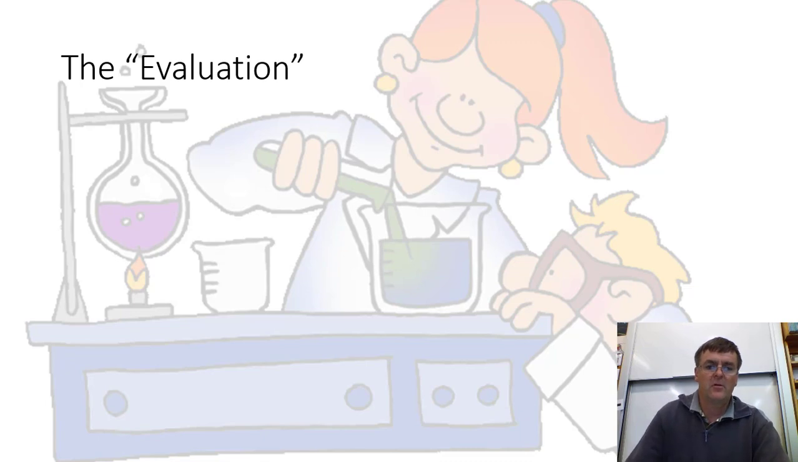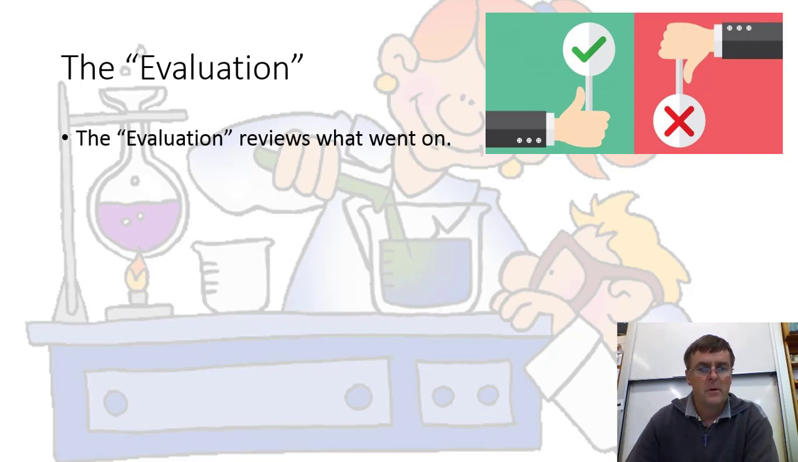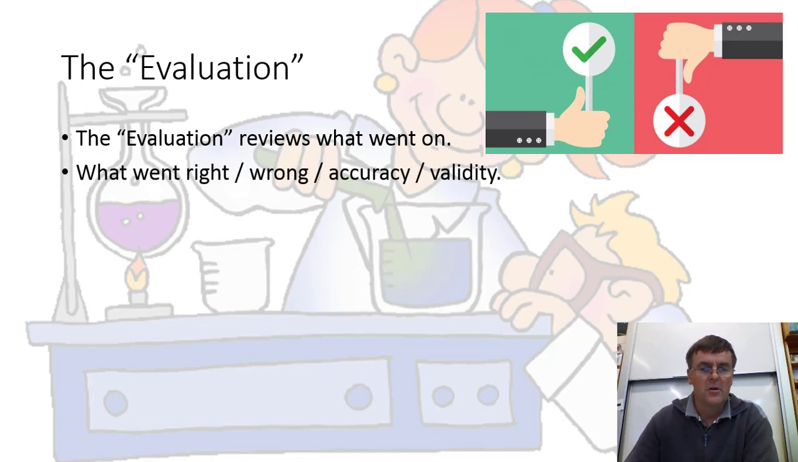Okay, the evaluation is a final wind up, and thumbs up, thumbs down. So we're going to review what went on. It's always good to review things so you can look back and go, okay, I could do this better or that better or change some things. So what went wrong? What went right? Checking the accuracy of things. How was I making my measurements all accurate and keeping things the same?